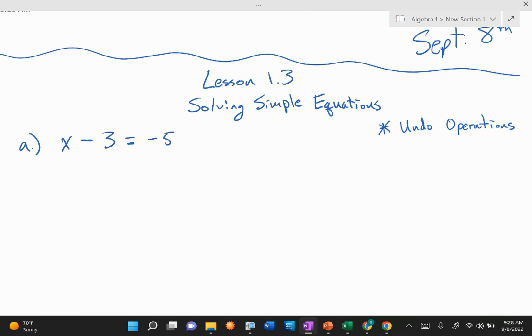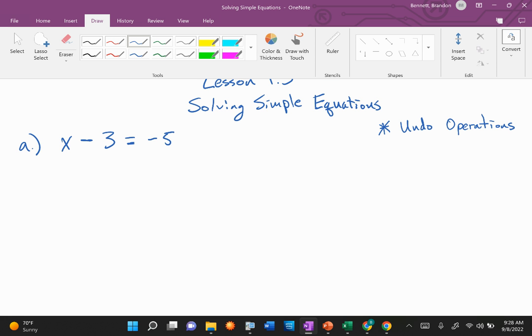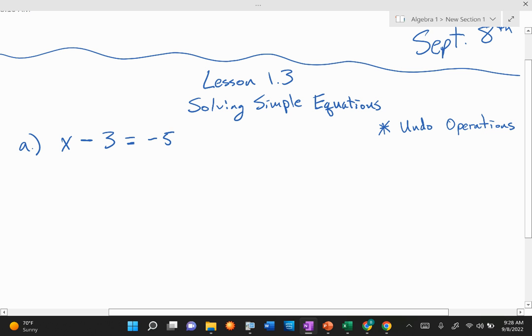I love how excited we are to solve simple equations. This is great. The enthusiasm is palpable. I have so much energy.